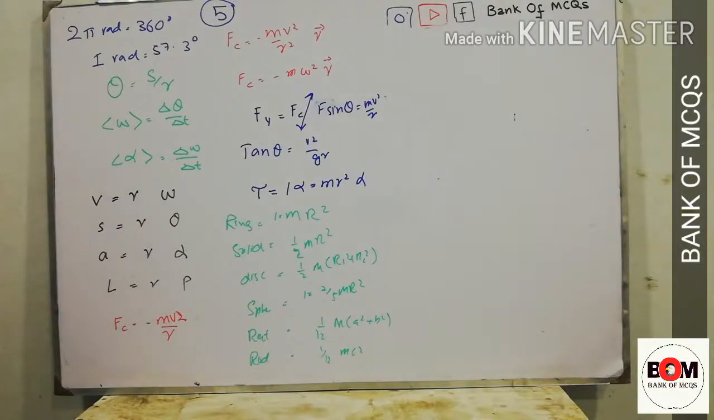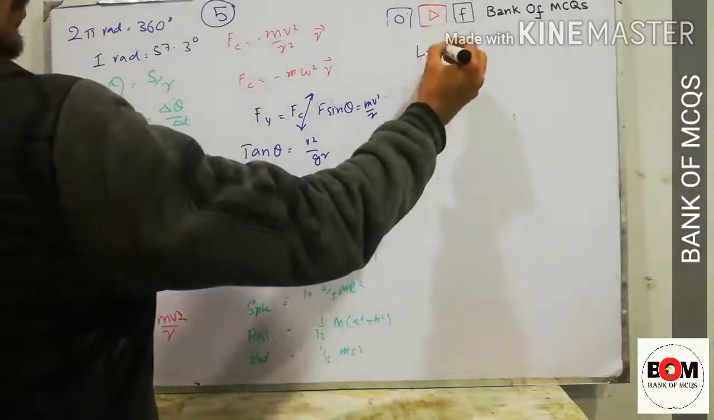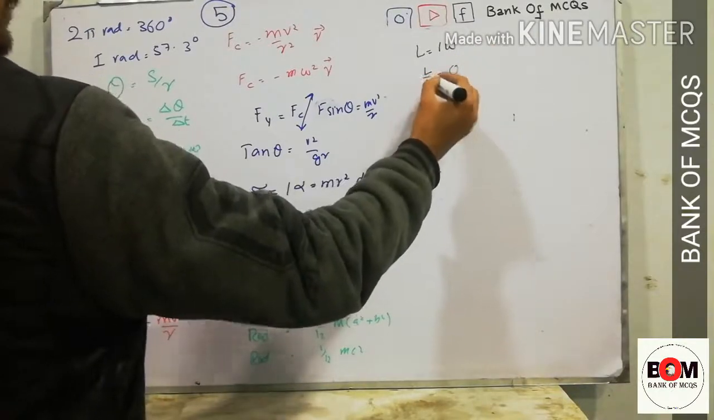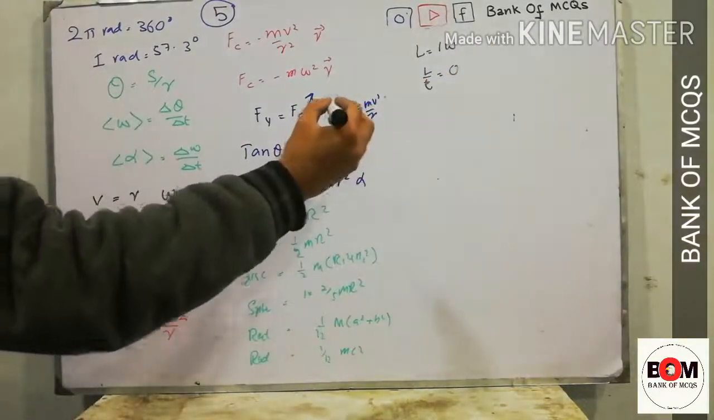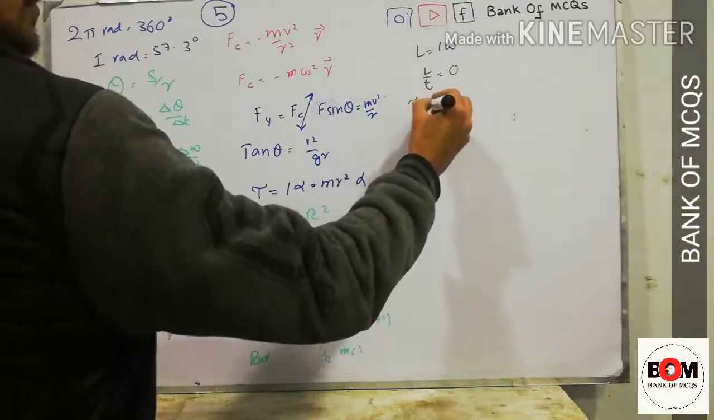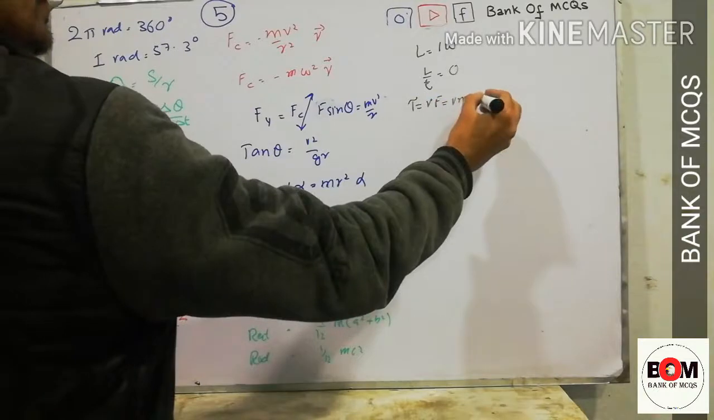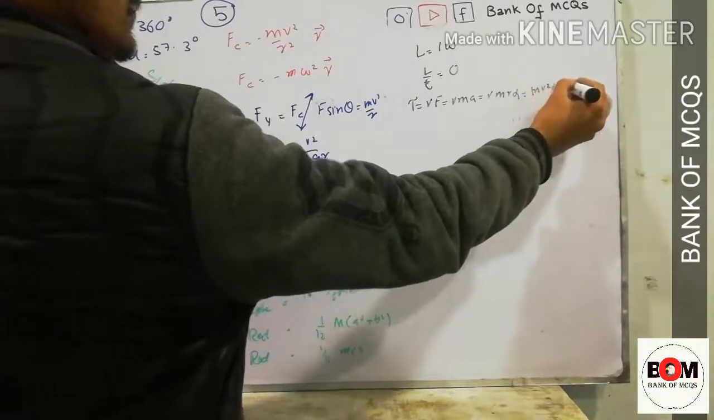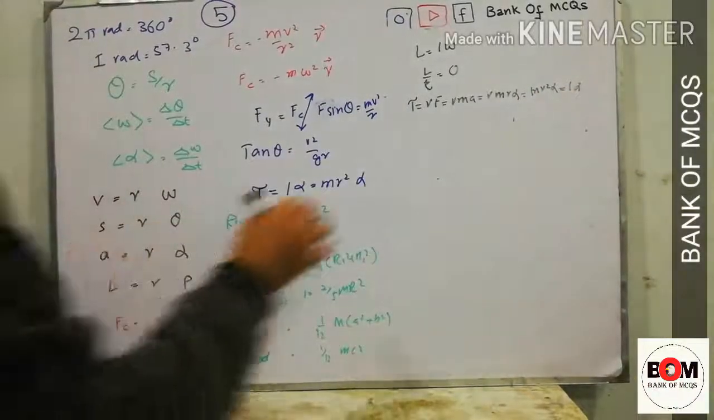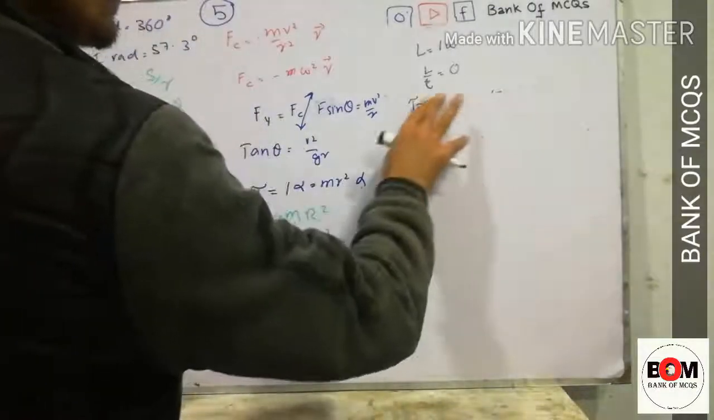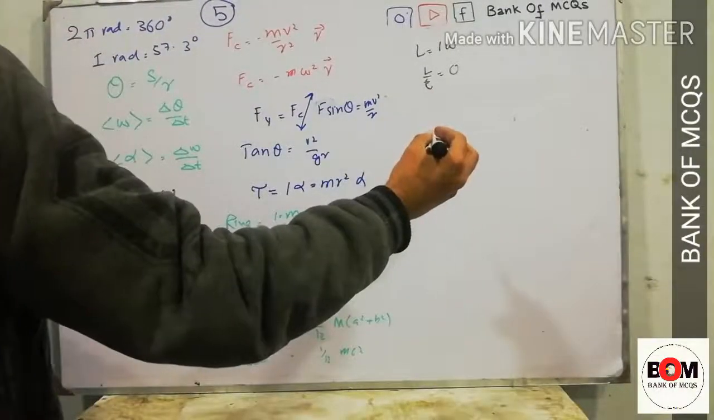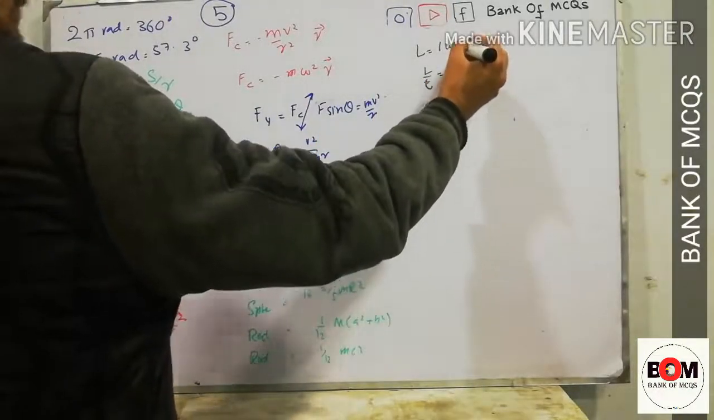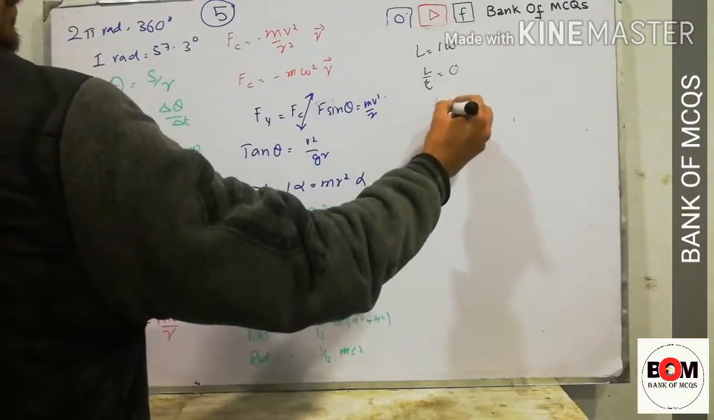Furthermore, we said that L is equal to I omega, or delta L by delta t, I omega by t, is equal to 0. And we said that as torque is equal to r F, we can get F is equal to m a, so r m r alpha or m r square alpha or I omega. So simply it was delta L by delta t is equal to torque.